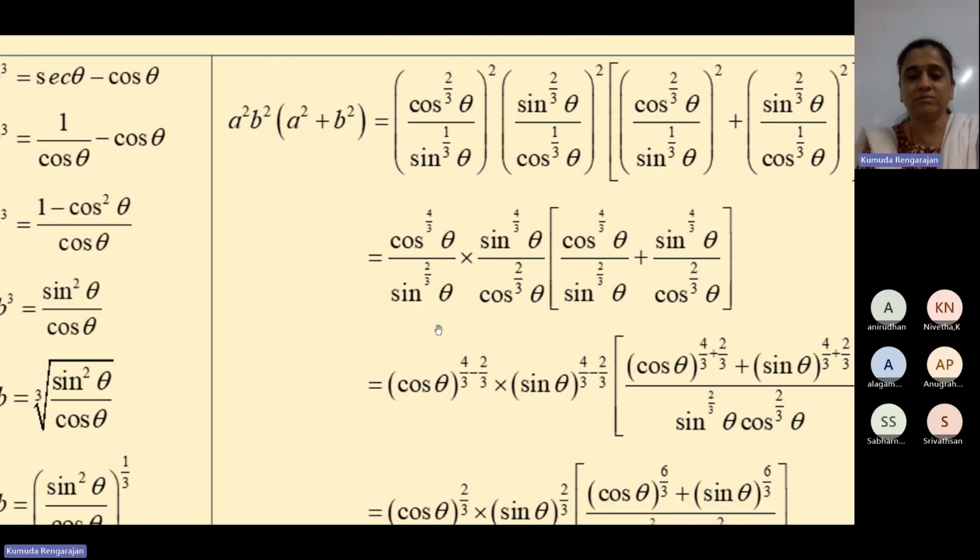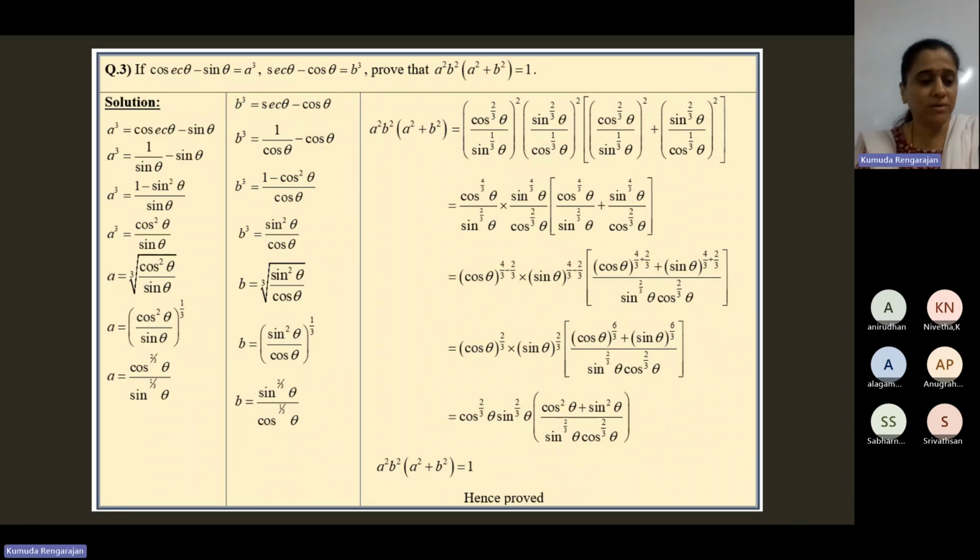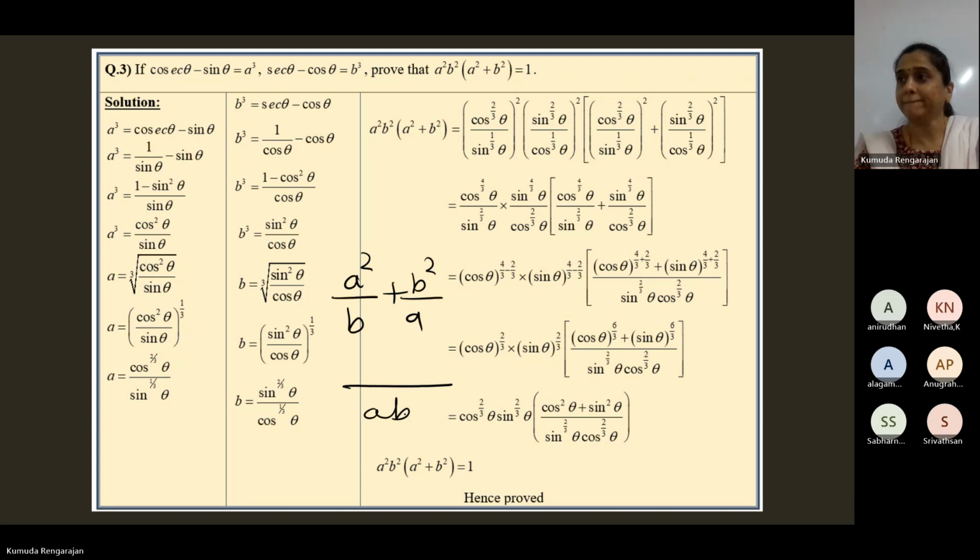Now that's how we do it. One minute. You may be following, but I just want to make sure. If you have a squared by b plus b squared by a, what's the LCM, children? AB, right? Then what will you have in the numerator? A cubed, this into this. So A cubed plus B cubed. Correct?